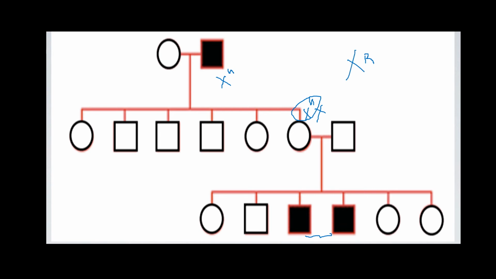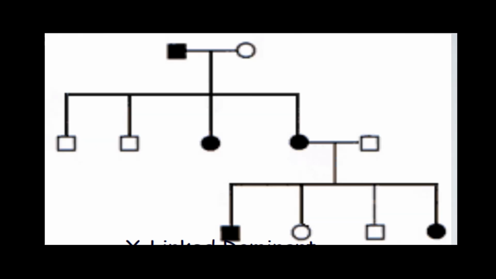And now going into the next pedigree. Here the first thing is you have to check whether there is any skipping of generation. Here there is no skipping of generation. Then simply we can write it as a dominant disease. Then what type of dominant disease is it? With equal frequency, both male and female are affected in X-linked dominant. So that is being satisfied in this generation.